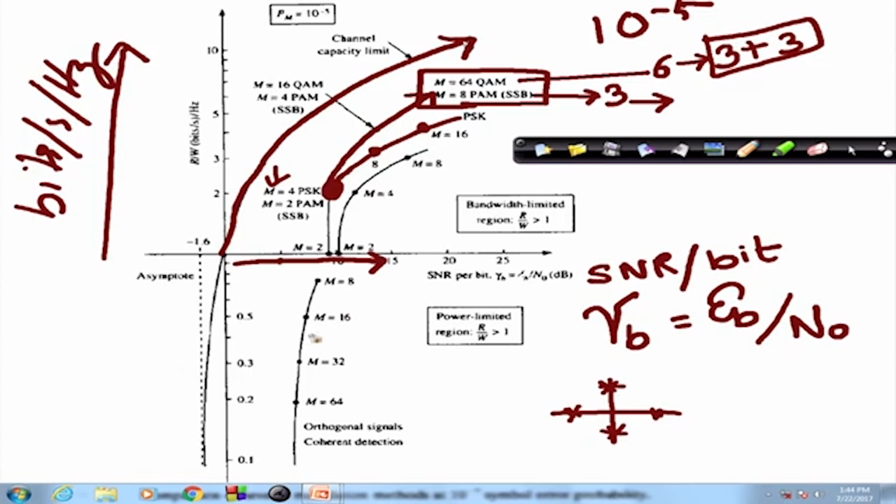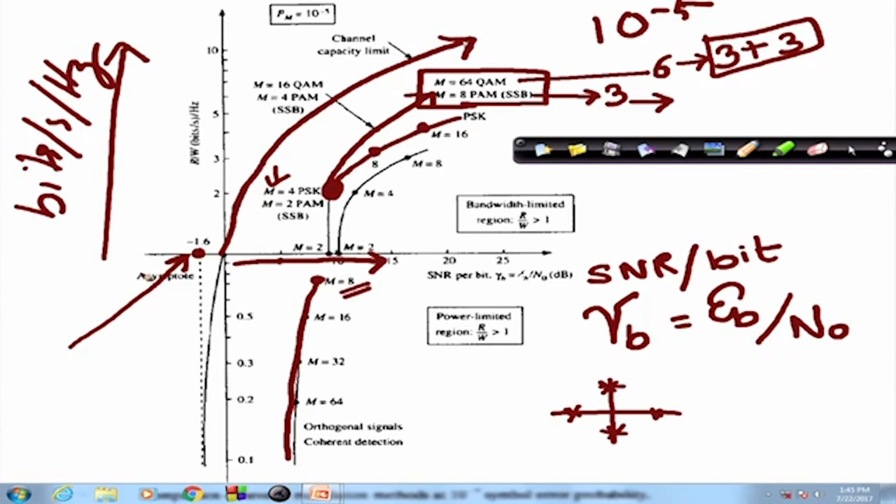And as we see, if we consider orthogonal signals, this particular point is the one for M equals 8 level orthogonal signals, that means k equals 3. So, what we find is that the energy per bit requirement decreases and the bound can be minus 1.6 dB on this axis.